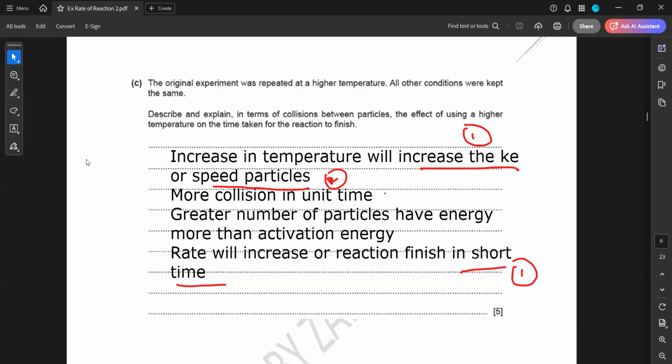1 mark for this, more collisions in a unit time, 1 mark. And a greater number of particles will have energy more than the activation energy, that is 1 mark. So that's how you score all the 5 marks. Same answer, I did not change the answer, even the same I wrote for the 4 marks.